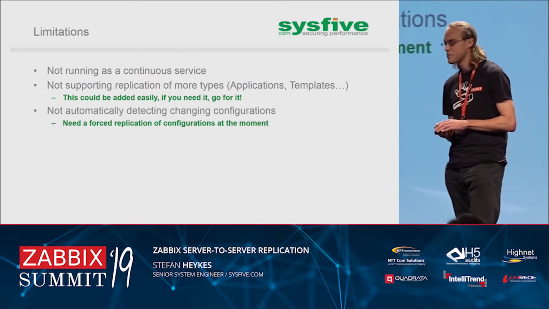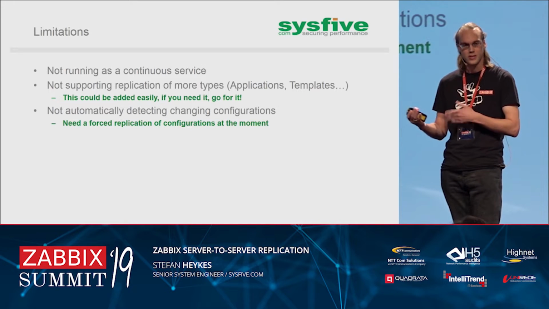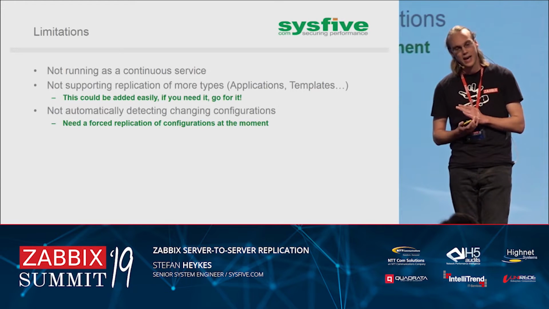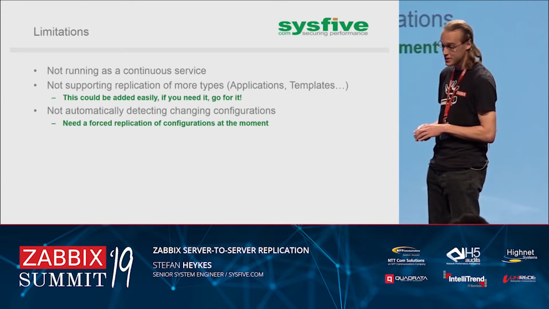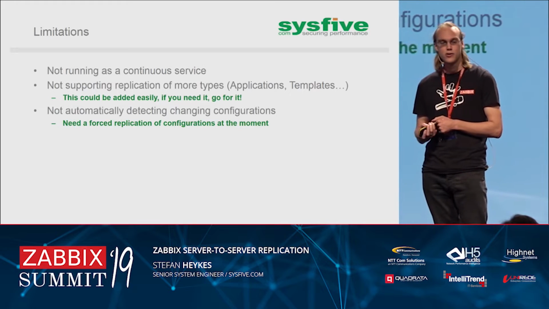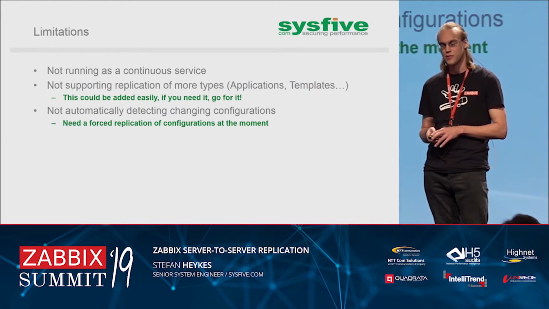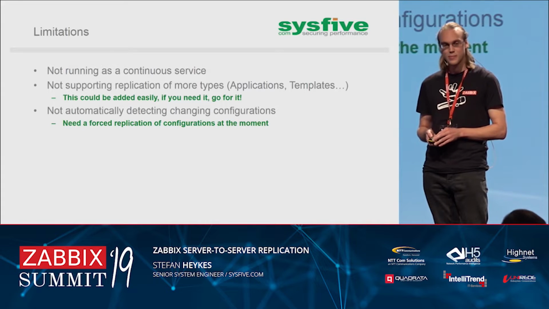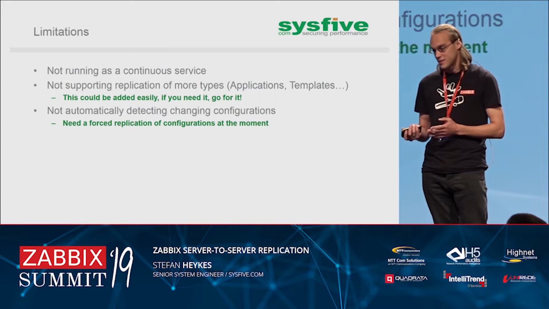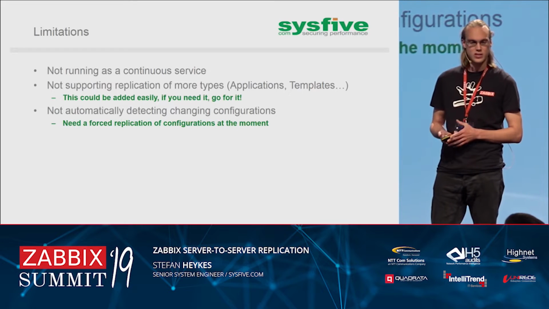So, of course, as I said, it's a cron job. It is not running as a continuous service that could be monitored as a service running or stuff like that. And it is only supporting items and triggers now. It is not supporting replication of applications or templates or stuff like that. It could be added easily if needed, just the same way we have done it so far. The principle, when you have once done it, is not so complicated. But as I said, this is for this customer project at the moment, and we just did what is needed there.